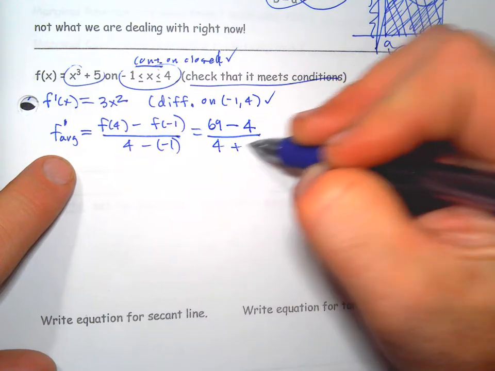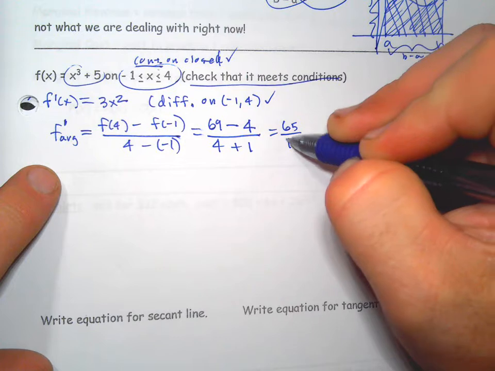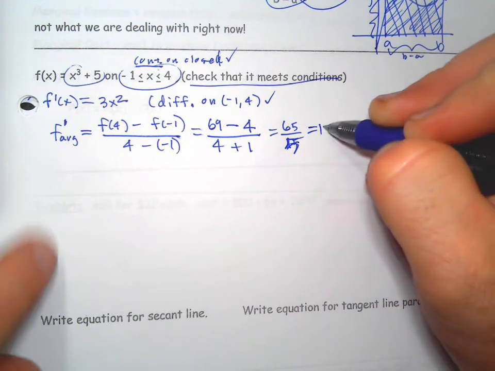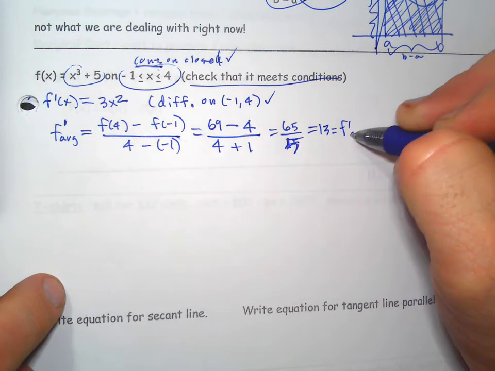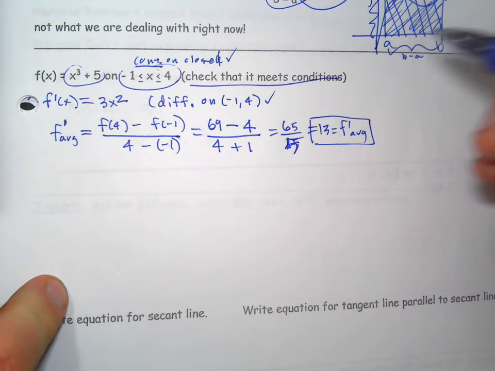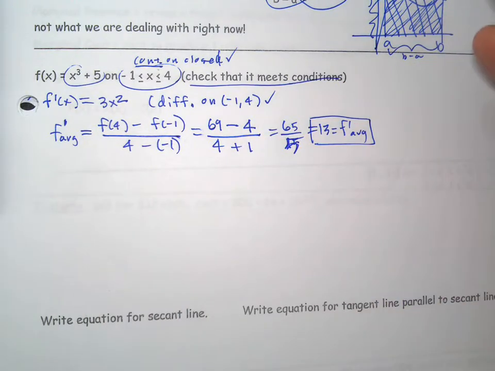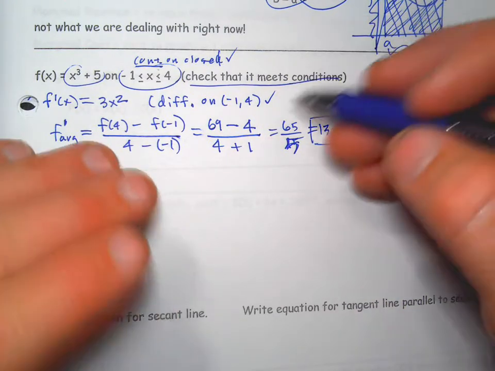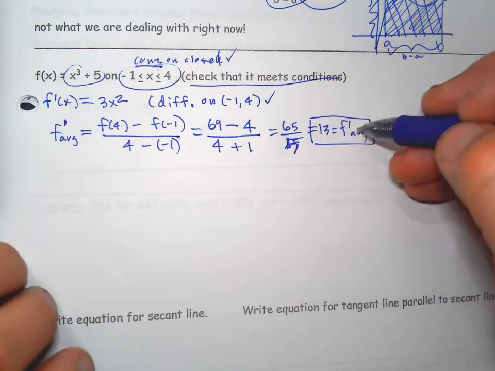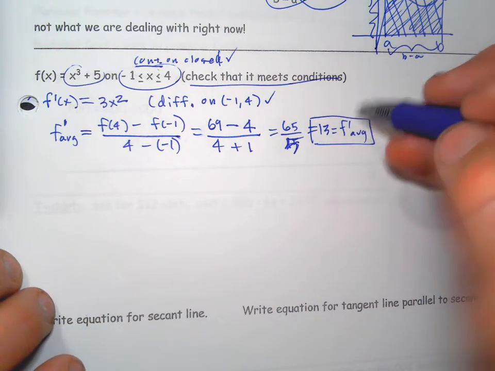On the bottom, we have this. You get 65 over 5 equals 13. And that's your average slope, which you might be asked for. But a lot of times they ask you to find the C values where the actual rate equals the average rate. So they might not ask you to find the average slope, average derivative, average rate, but you're going to need it for the next part.